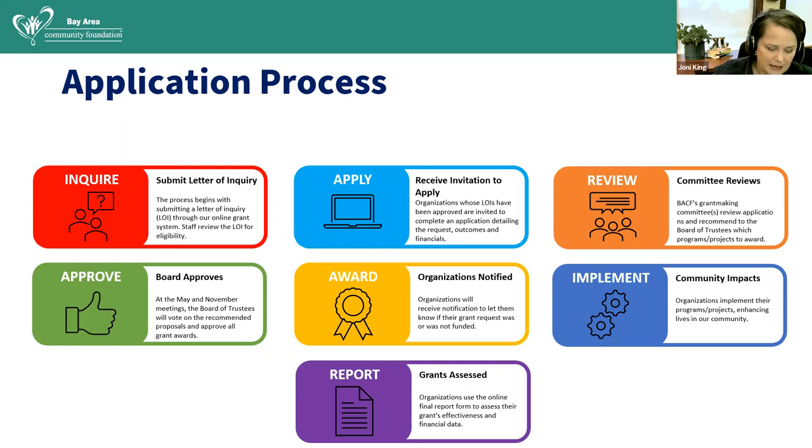The next step is receiving an invitation to apply, and that is after your LOI is approved. Good news there, your information that you submitted on your LOI will be transferred to your full grant application. After you submit your grant application and the deadline closes, we will then have over 10 committees review specific grant applications. So that's kind of what happens between September 12th and November 1st. So we are still busy reviewing your grant applications and making those recommendations. And the committees make recommendations to our Board of Trustees. They will approve your awards at the November 8th meeting. So on November 9th, you will receive an email, regardless if you received a grant or not, letting you know your determination.